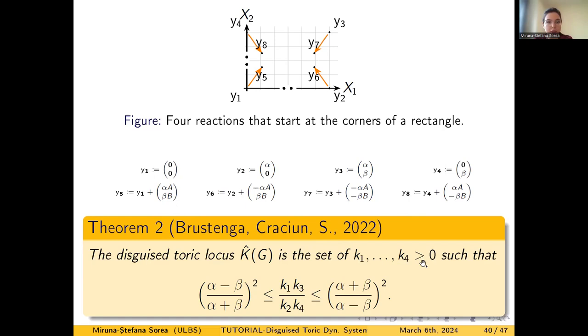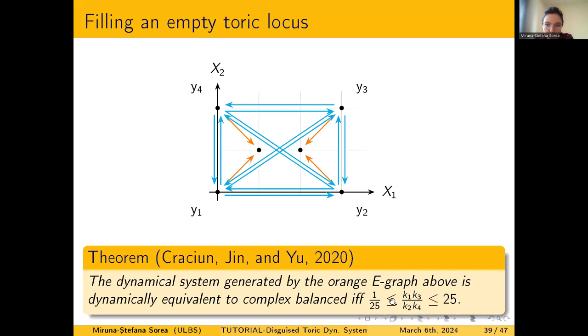So K hat of G is the following, a set of k's that verify these two inequalities. Again, we see it's a positive Lebesgue measure set, and given with inequalities, if you consider what we had previously, so previously alpha was 3, beta was 2.